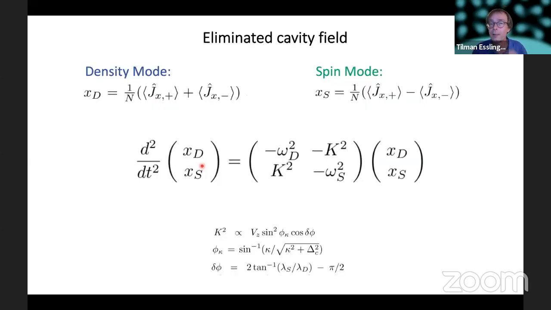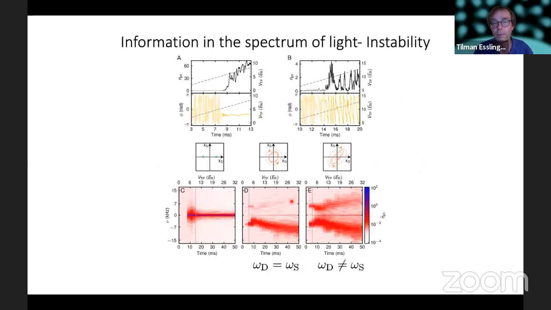And you can eliminate the cavity field, and the minimal model to capture the basic physics is that you have your two soft modes, and then your dissipative coupling. You get one damped mode and one mode with a gain in the system, and this mode causes a driving. There are other damping mechanisms in the BEC, otherwise it would explode.